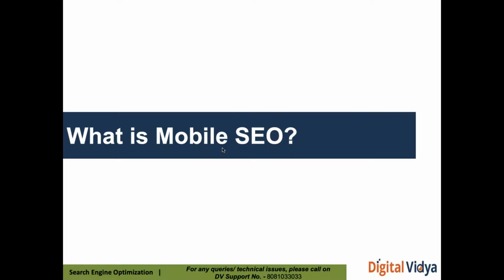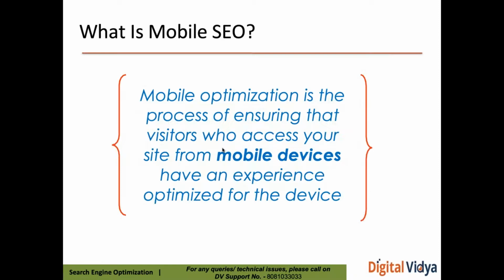All right. Now, in a nutshell, if I have to tell you, mobile optimization is the process of ensuring that the visitors who access your site from mobile devices have an experience optimized for that device. Now, we all understand the importance of mobile. I mean, nowadays more than 80% of your visitors come from a smartphone as a device, correct? So whenever they are coming to your website from the smartphone, they should have a great experience. That's what mobile SEO is all about.